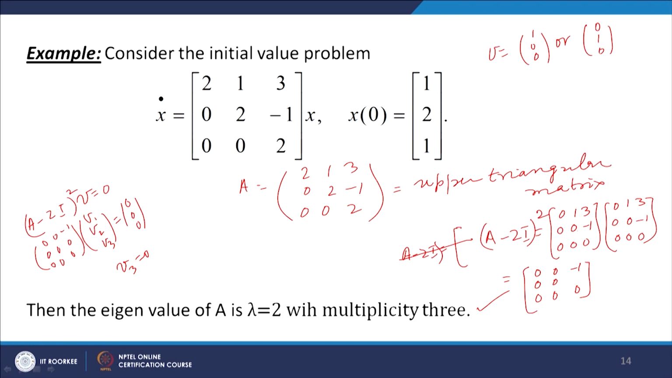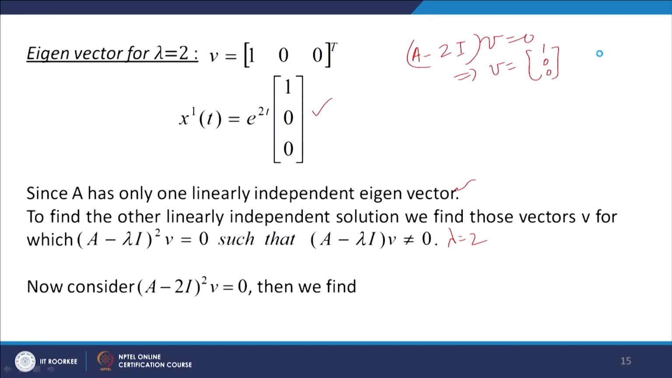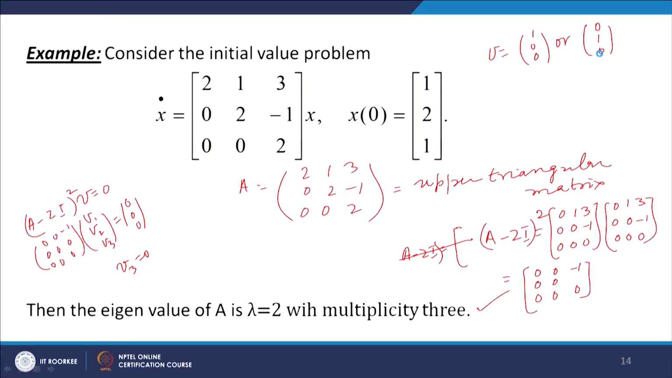Now, corresponding to lambda equal to 2, the one solution that we have got is 1 0 0. If you choose 1 0 0 here, then (A minus 2I) B will be equal to 0, because we have already seen that. So, let us choose 0 1 0, such that (A minus 2I) whole square B equal to 0 and (A minus 2I) B not equal to 0. If you choose B as 0 1 0, then (A minus 2I) B will not be equal to 0.